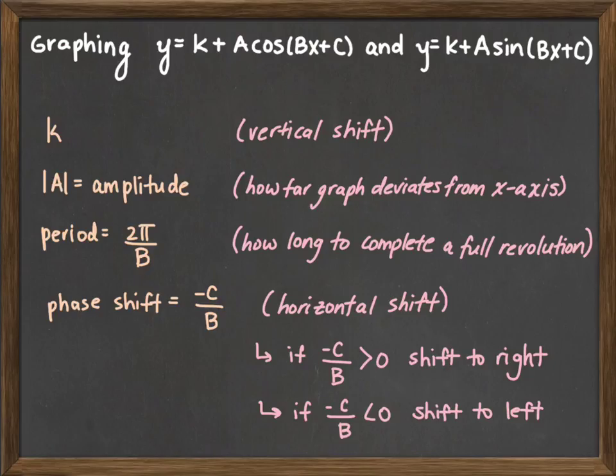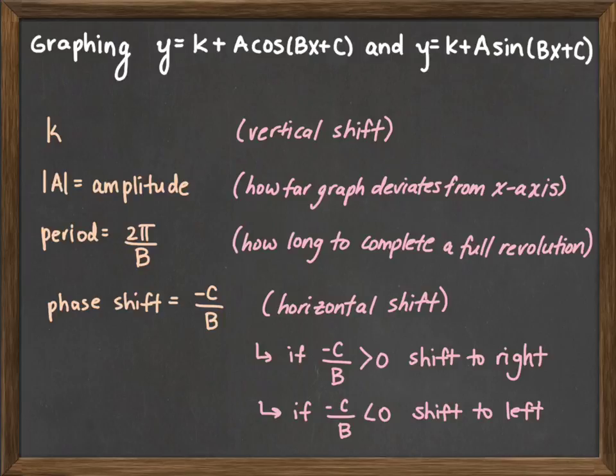If we have a graph of y equals k plus a cosine of bx plus c, or y equals k plus a sine of bx plus c, the following things are going to happen. This k constant is going to represent a vertical shift. So it's going to move our graph up or down on the y-axis. Our a is our amplitude. That's how far we're getting away from the x-axis. We've established that the period is 2 pi over b, so how long it takes cosine or sine to make a full revolution. And then this newest thing is our phase shift.